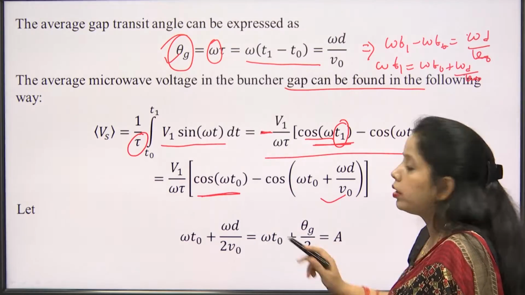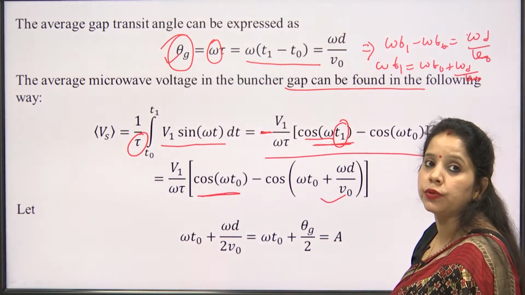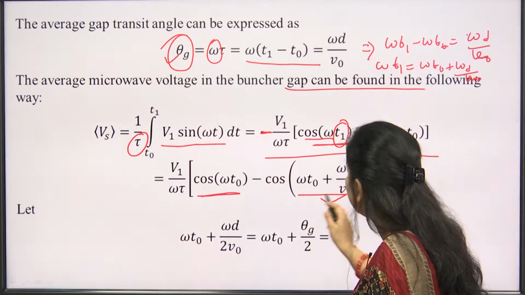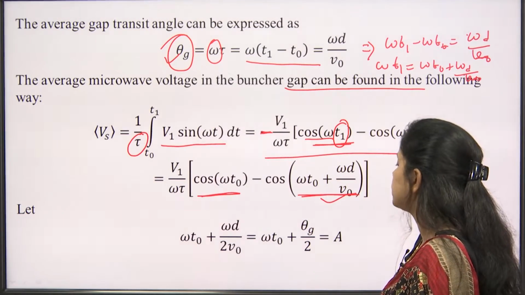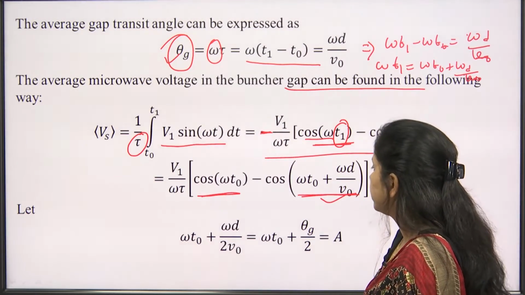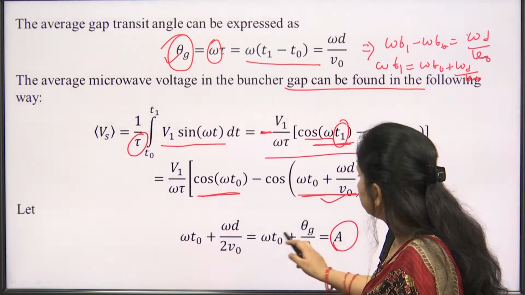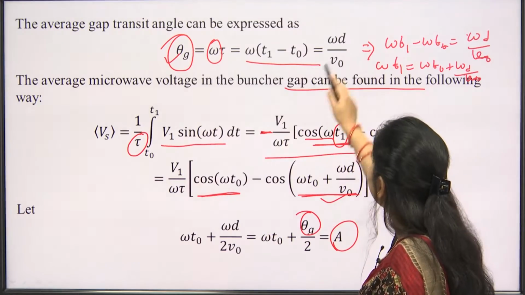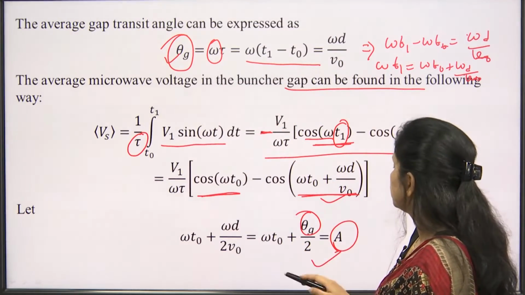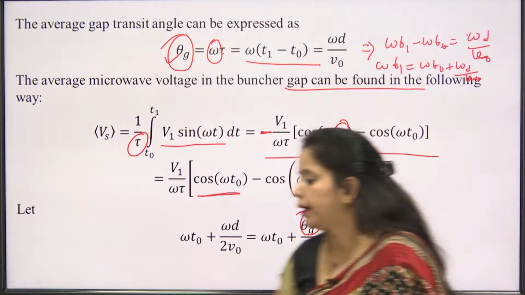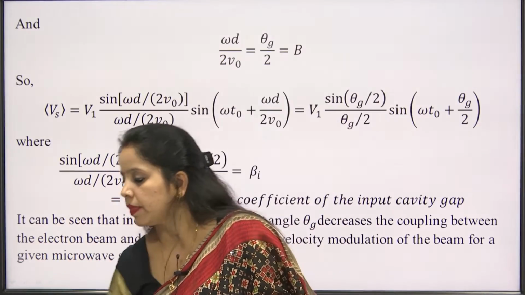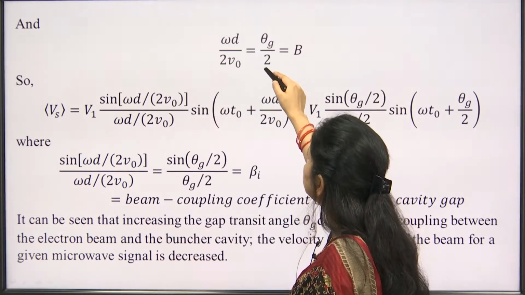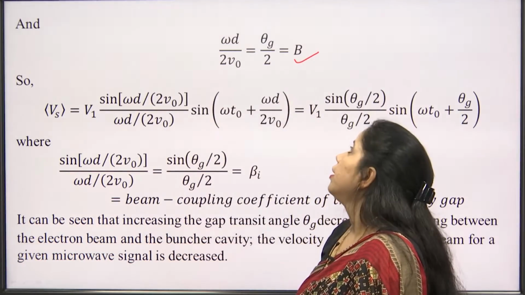Now, we have to solve this equation. The next step is just the step we use for solving the equation. We are representing omega T naught plus omega d by 2 V naught as A. Theta g is here because we have already taken omega d by V naught as theta g. So this term can be represented as A. Now, omega d by 2 V naught is equal to theta g by 2, and it is represented as B.